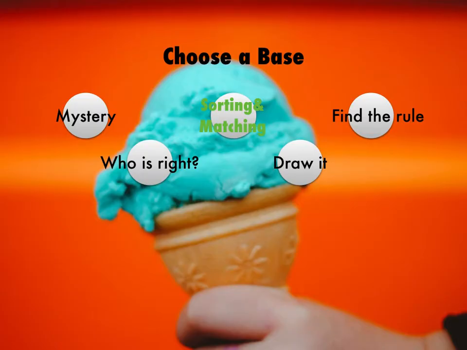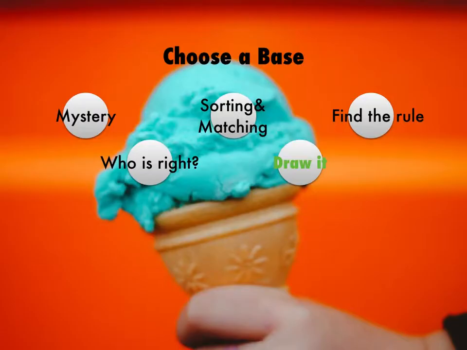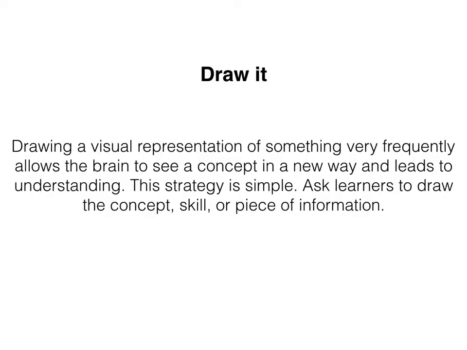The third one is sorting and matching tasks. Card sorts and matching tasks require learners to think about the connections and the patterns they see in information. So rather than just presenting the information, students are looking for those connections and thinking about the information they're receiving. The fourth one is to simply draw it. Drawing a visual representation of something very frequently allows the brain to see a concept in a new way and leads to understanding. This strategy is simple. Ask learners to draw the concept, skill, or piece of information.